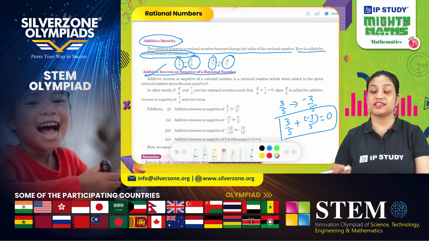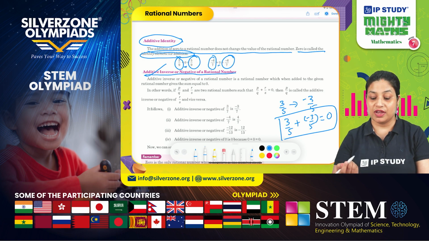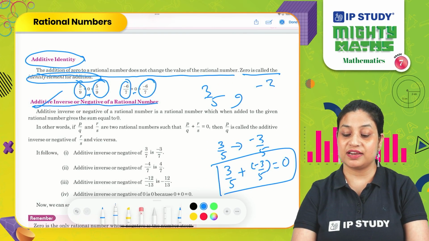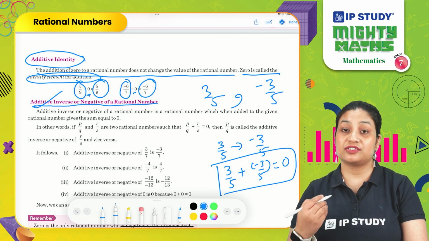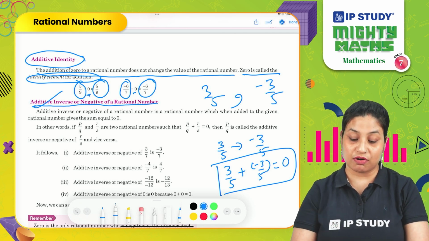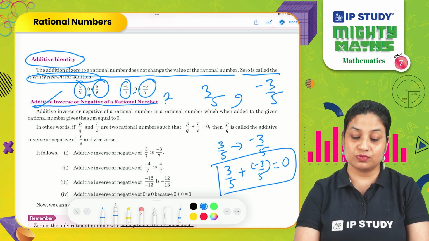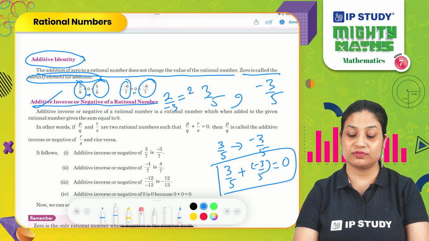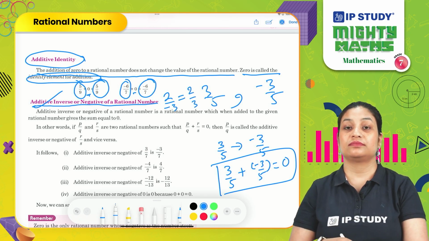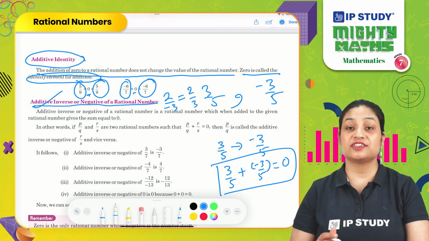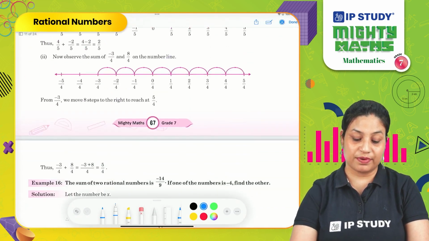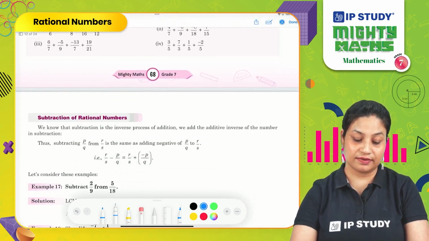So if I ask what is the additive inverse of 3 by 5, what will be your answer? Your answer will be minus 3 by 5. If I ask you what is the additive inverse of, let's say, 2 by minus 3, what will be your answer? Your answer will be 2 by 3. Right? So I hope you have understood this topic very well. Now let's move on to the next topic. Let's see what is there.